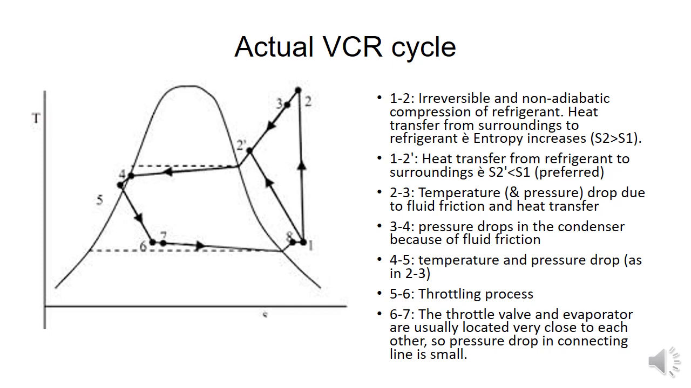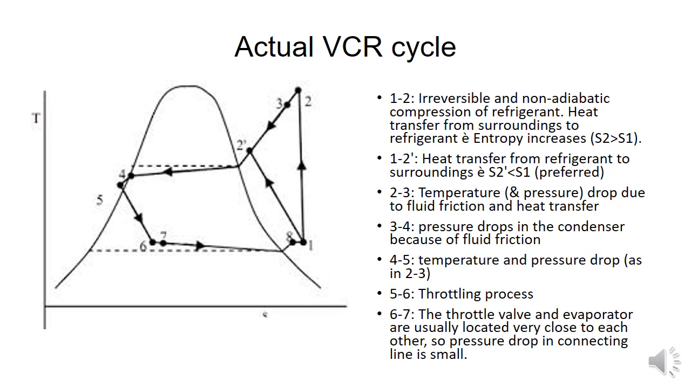It is the representation of the actual vapor compression cycle, where process 1 to 2 is represented by an irreversible and non-adiabatic compression of a refrigerant, where heat is transferred from the surrounding to the refrigerant and entropy increases. From 1 to 2 prime, heat is transferred from the refrigerant to the surrounding, so entropy is decreased, and therefore a higher amount of entropy is the starting point, while the lower amount of entropy is at the end point 2 prime.